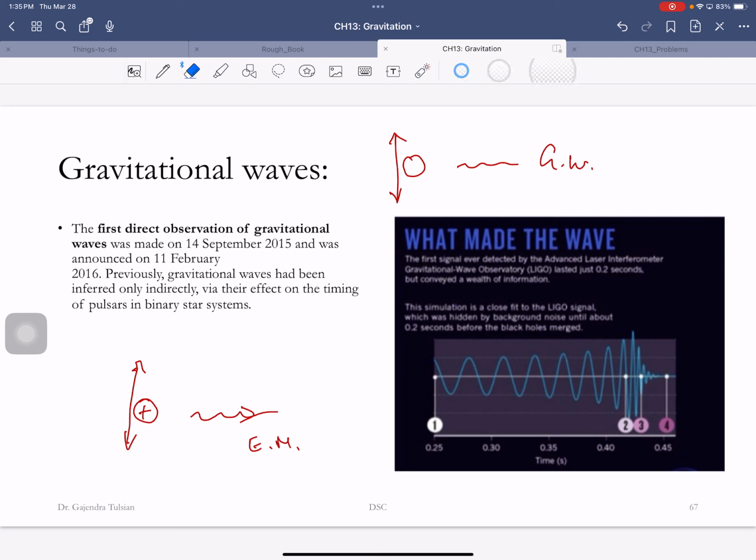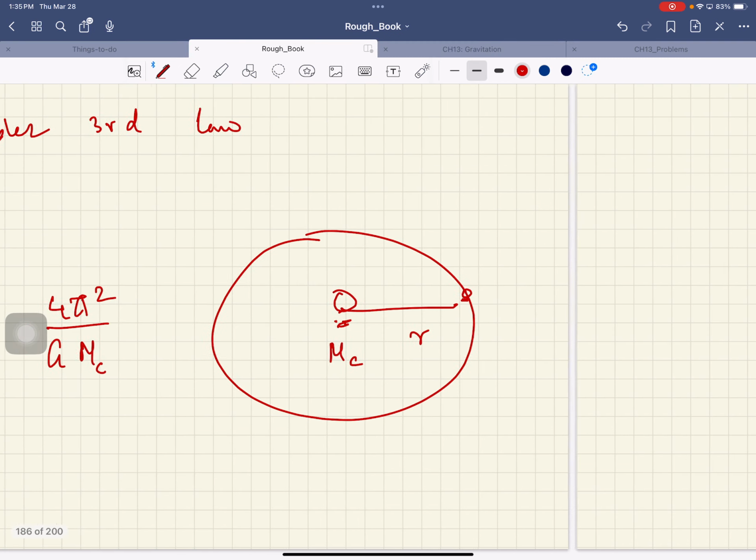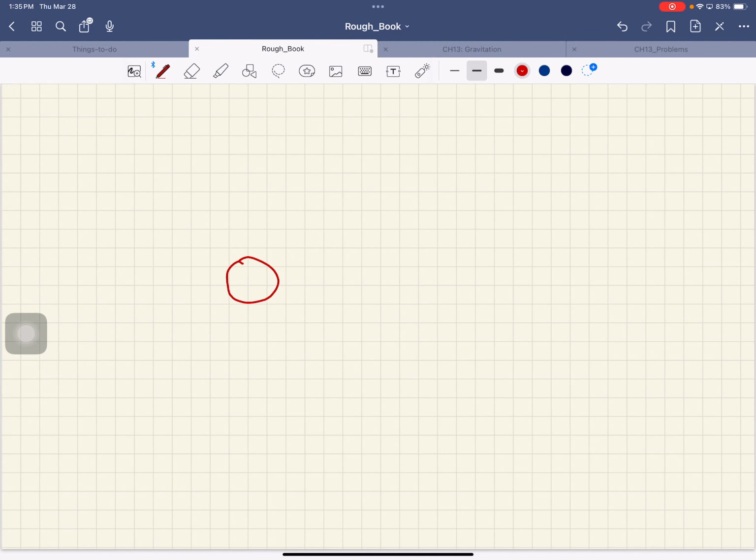You can take the Earth and jiggle it, and it'll send out gravitational waves. You can't detect those either. That's not massive enough. If you want to detect gravitational waves, you'd have to grab hold of a massive black hole and jiggle it. And maybe you might detect these gravitational waves.